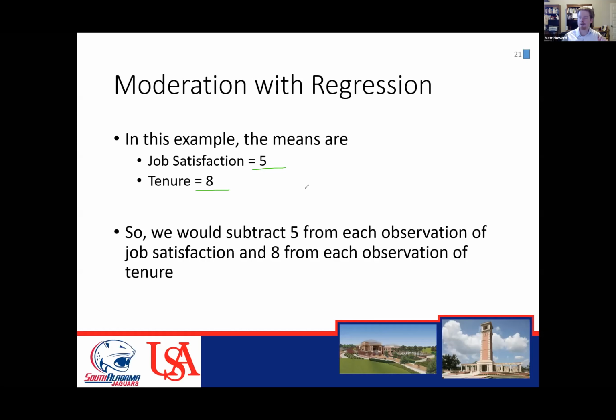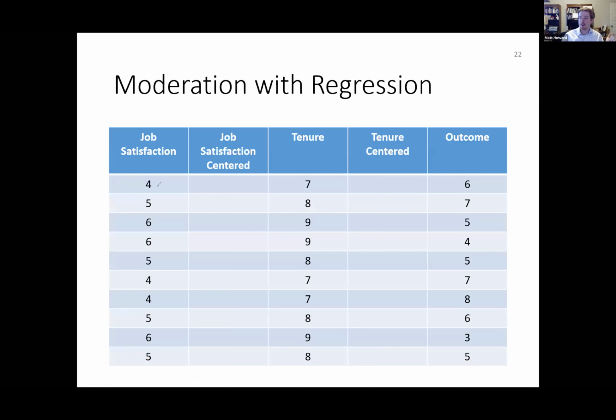It's very important you remember which one is which, because if we were to get these numbers mixed up or confused, your answers are going to be completely wrong. So you need to make sure you're subtracting 5 from job satisfaction, because its mean is indeed 5. We need to subtract 8 from all the observations of tenure, because its mean was 8. And we see that on the next slide. We're going to create new columns, job satisfaction centered and tenure centered. Make sure you create new columns, because we never, ever want to overwrite our original observations.